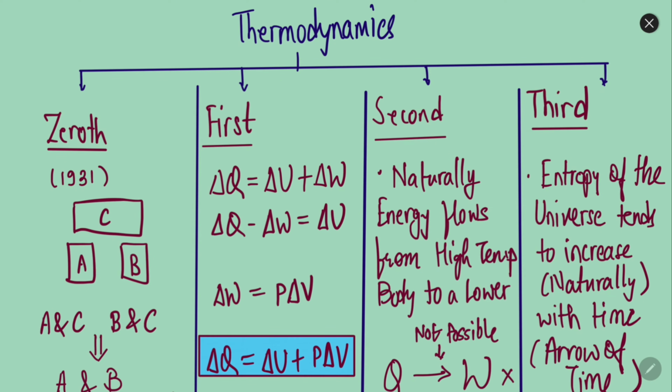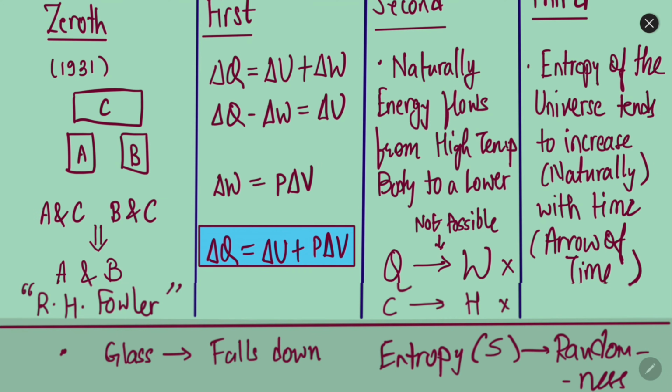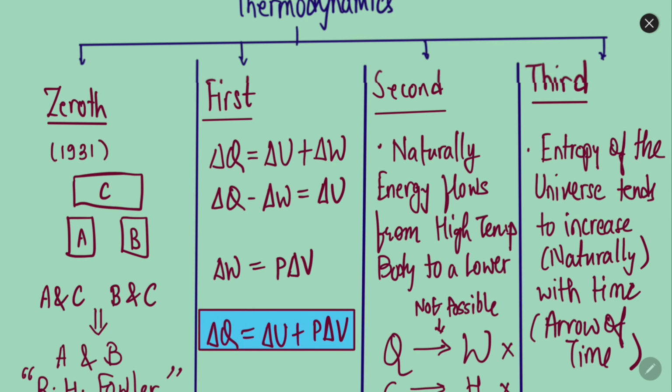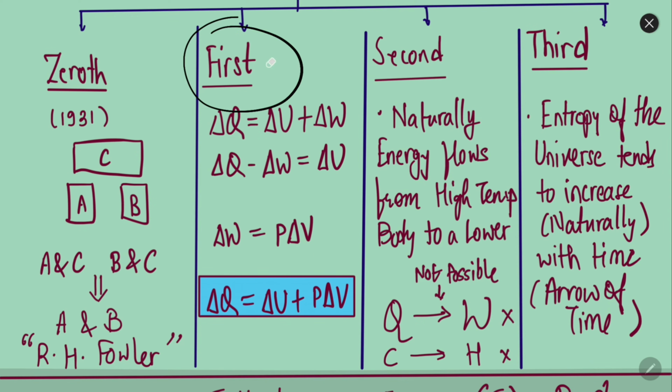Now there are quite a few laws in thermodynamics. First is the zeroth law. Zeroth law was discovered later on, because of that it is called the zeroth law, and it is more fundamental. It was discovered in 1931, and it is quite simple. We have studied about the zeroth law, that if object A is in equilibrium with C and B is also in equilibrium with C, then A and B will also be in equilibrium with each other. It was given by R.H. Fowler.